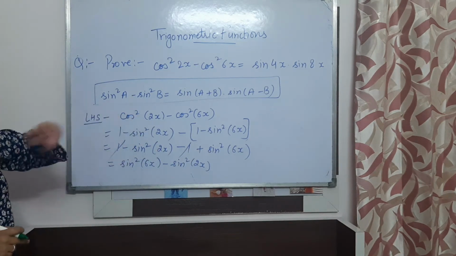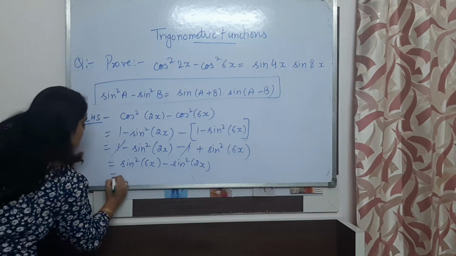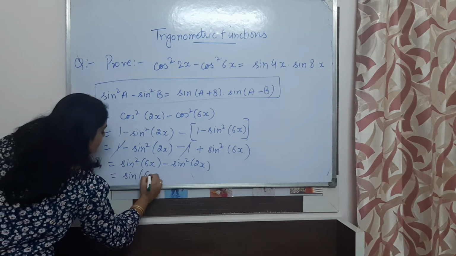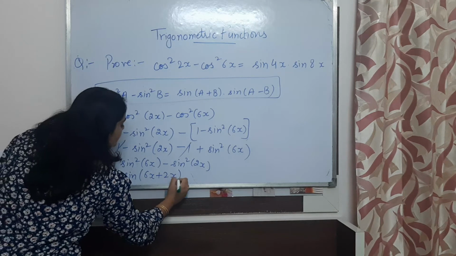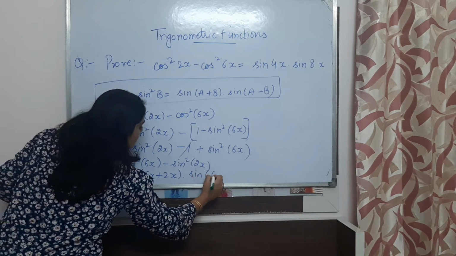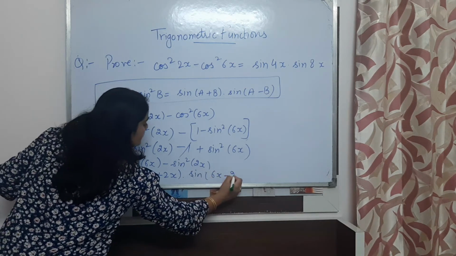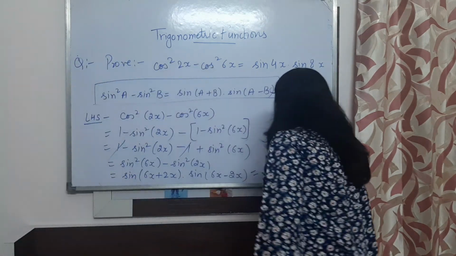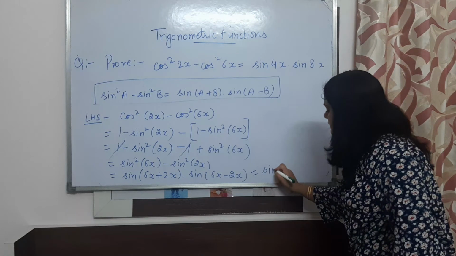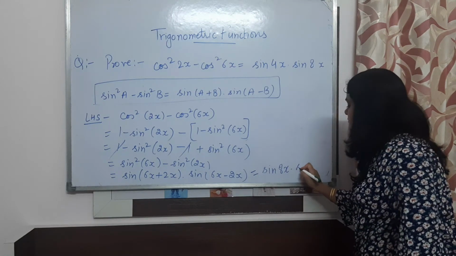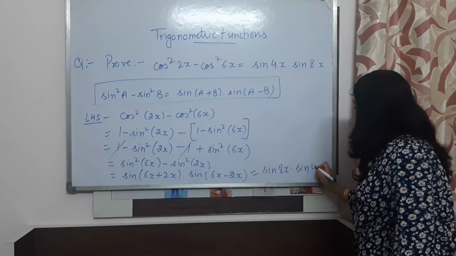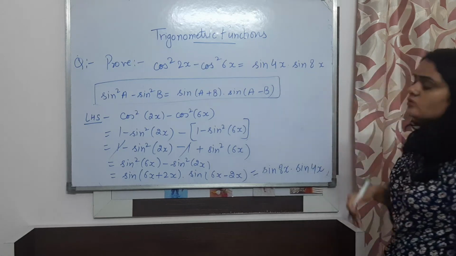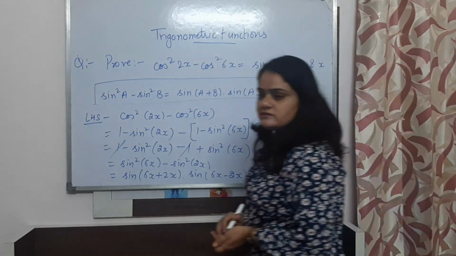Of course, now the formula is applicable. It becomes sine of a plus b into sine of a minus b. 6 plus 2 is 8, so I will get sine of 8x into sine of 4x. That is what we wanted to prove. Hope the question is clear.